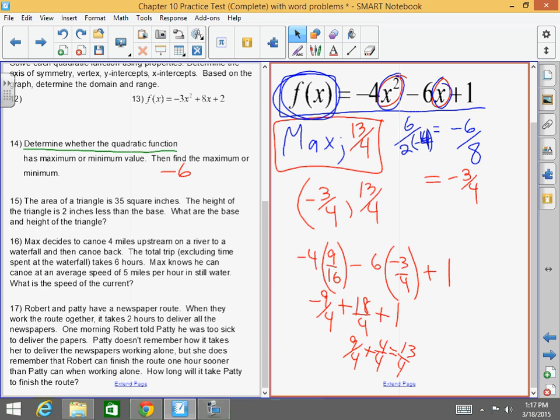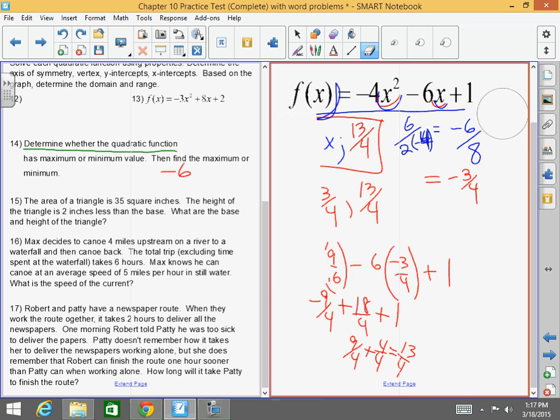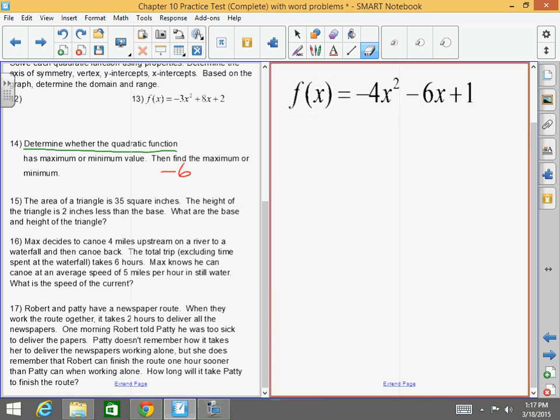Now, word problems. Very simple word problems. We've already done some of these in class. I wish you would have paid attention to it back then, but it is what it is. 15. The area of a triangle is 35 square inches. The height of the triangle is 2 inches less than the base. What are the base and the height of the triangle?